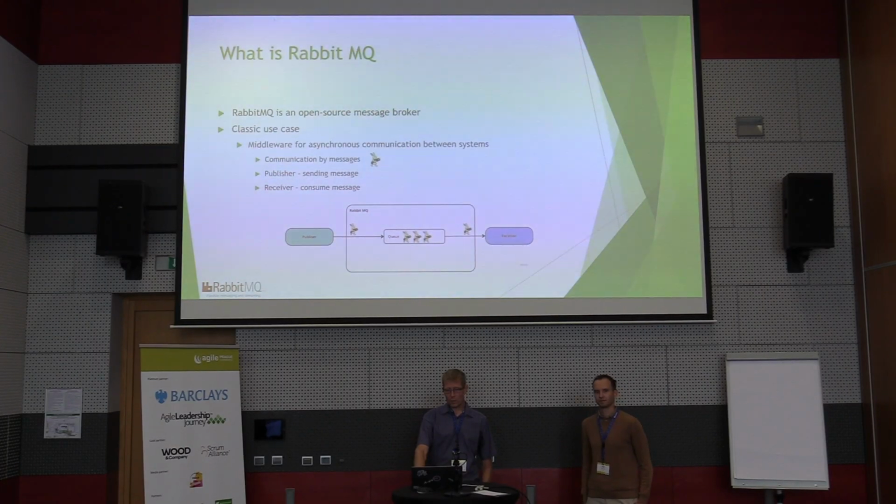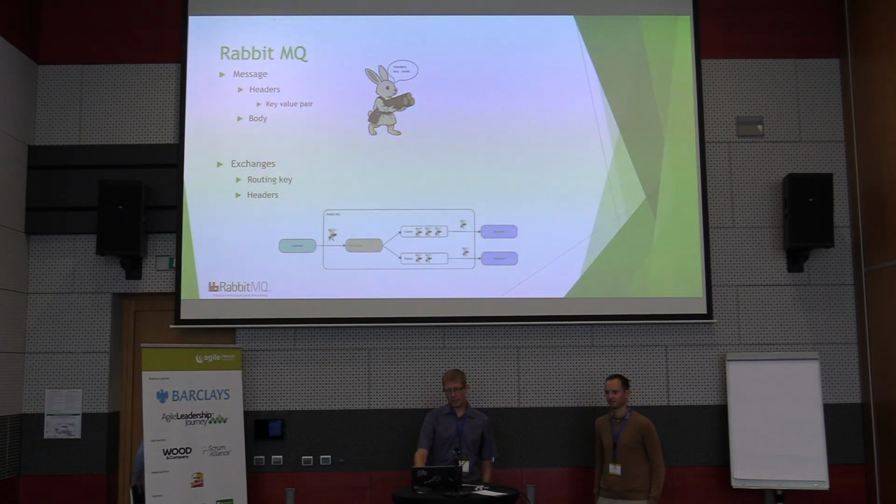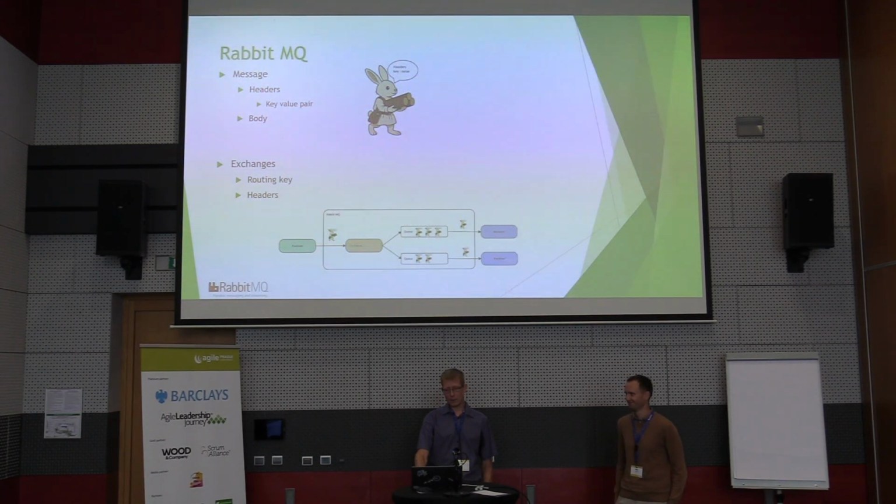Okay, so what is a message? The rabbit on the picture is representing the message. In this presentation, the lumps of wood are the body, and the bubble contains headers. Headers are additional information about the message, and the body contains the content of the message. Body can be anything you want. It's XML, JSON, byte array.